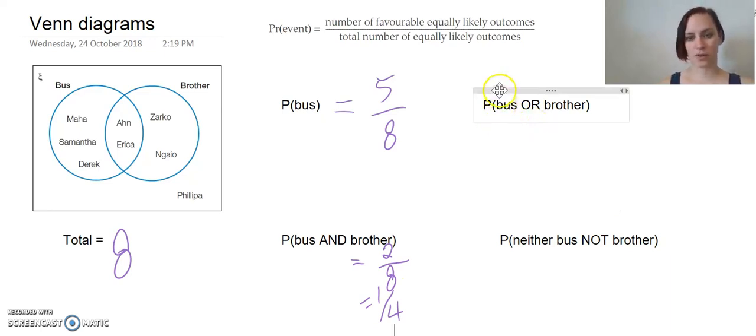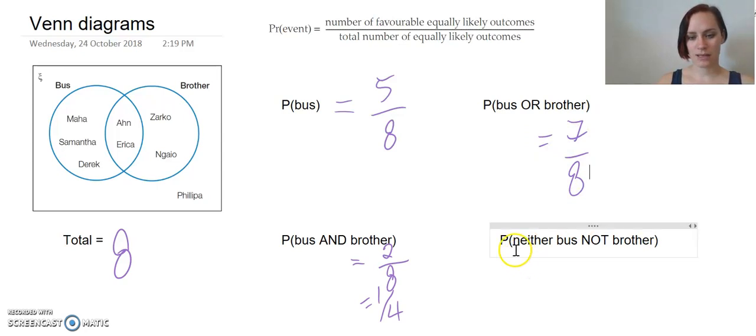Now this is where it gets a bit more confusing. The people we are looking for this time, the people who are our successful outcomes, have to catch the bus or have a brother. We don't mind which one, as long as they fit into one of those categories. If I reached in and grabbed one of those people from the classroom and said, have you got this or that, they could answer yes if they catch the bus, or they could answer yes if they have a brother. So we're taking everybody in those 2 potential categories. So 1, 2, 3, 4, 5, 6, 7 of those people fit into one or the other. So 7 out of 8.